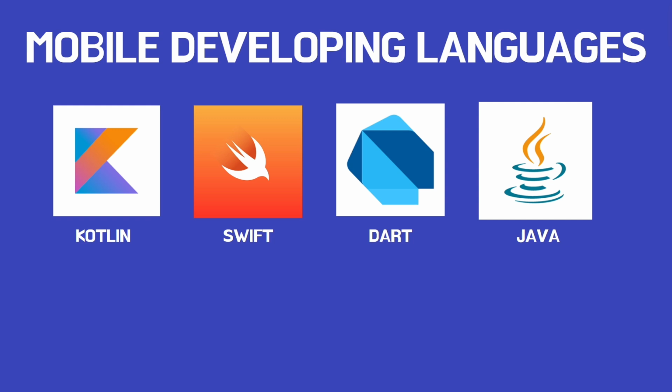Kotlin is much easier than the other three languages. Swift is for iOS. Dart is multi-platform, so you can use it anywhere. And Java supports all three of them.